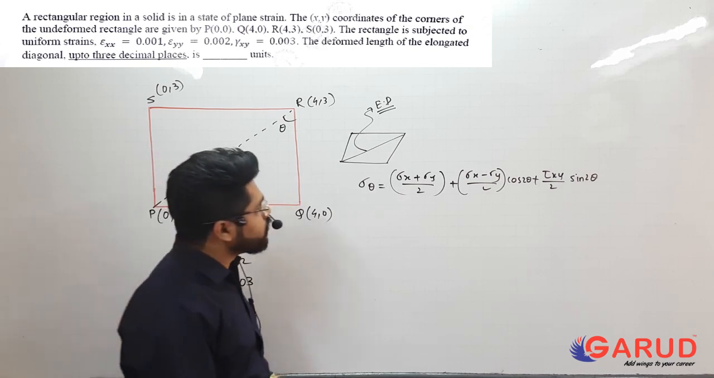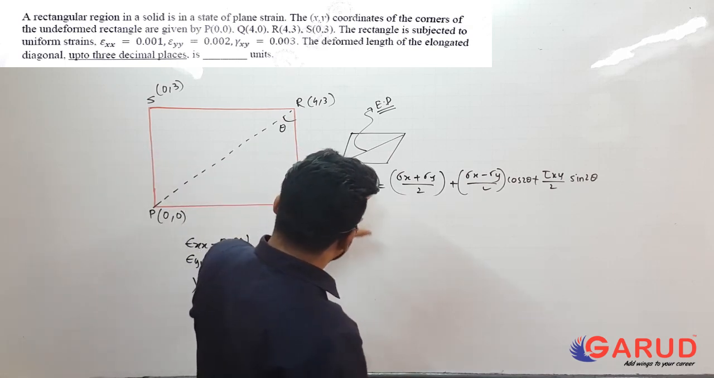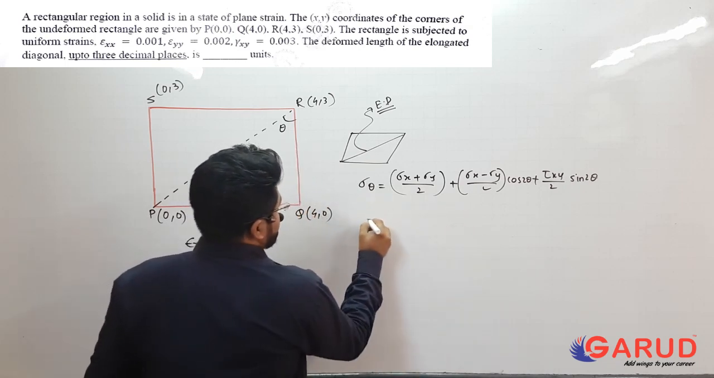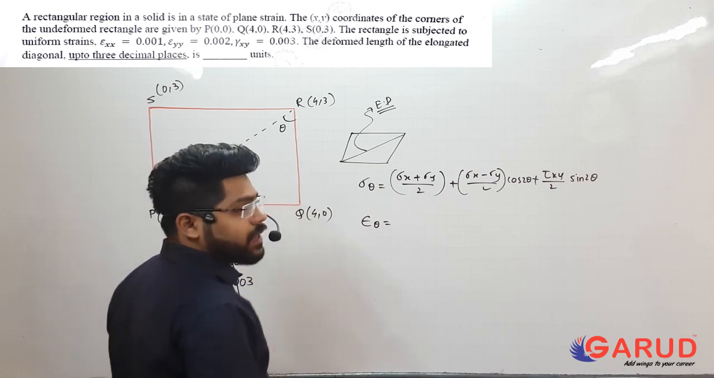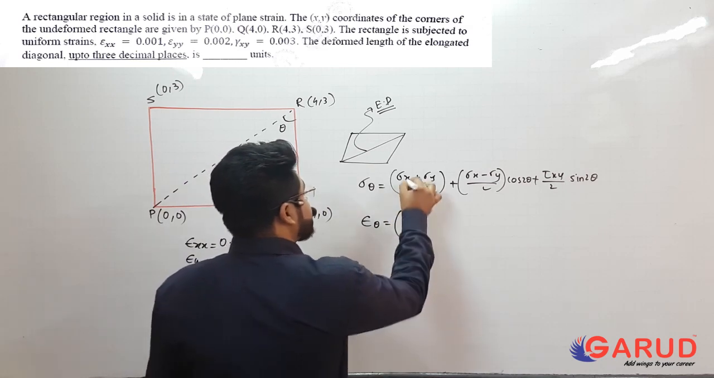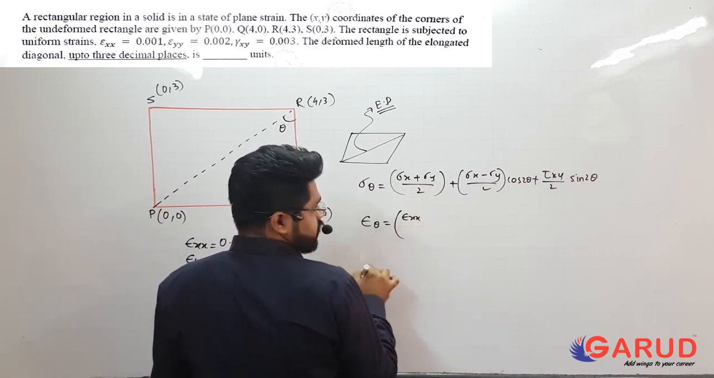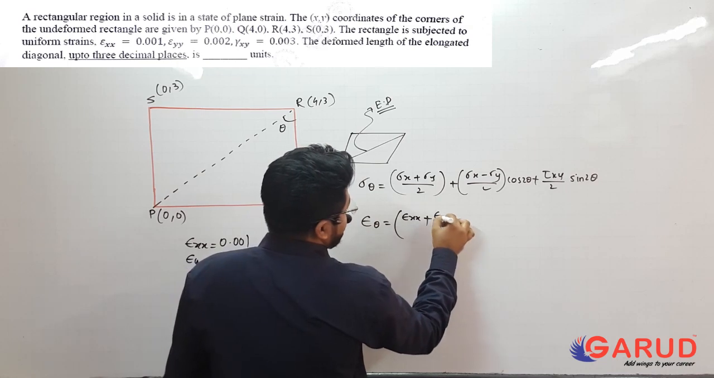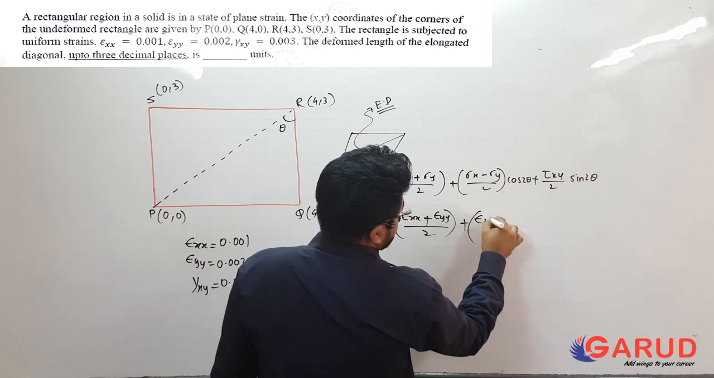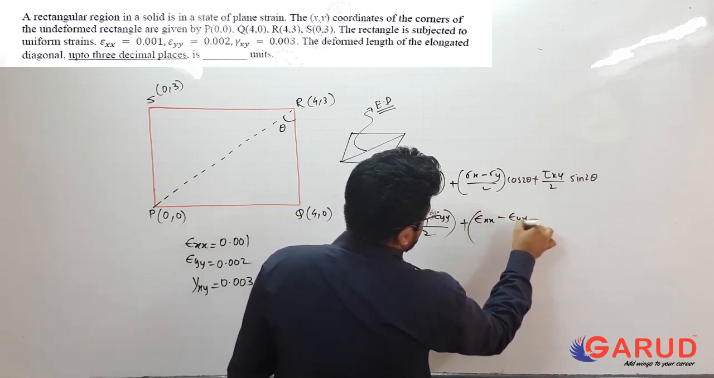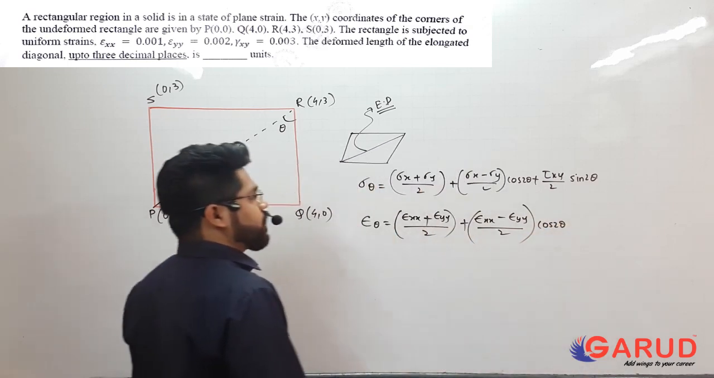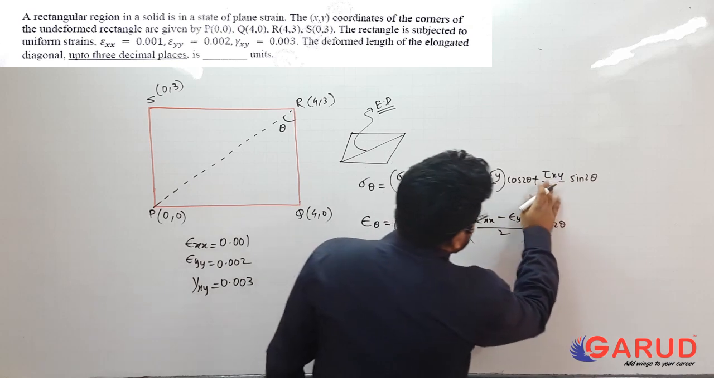I hope so. Now what I am going to use is, this is the stress formula, right? I need to write it based on strain. So I can say epsilon theta. What changes in the case of strain? The formula is almost the same. Wherever you see sigma x, you write epsilon xx. Wherever there is sigma y, you write epsilon yy. So epsilon xx plus epsilon yy by 2 plus epsilon xx minus epsilon yy by 2 cos 2 theta remains the same.